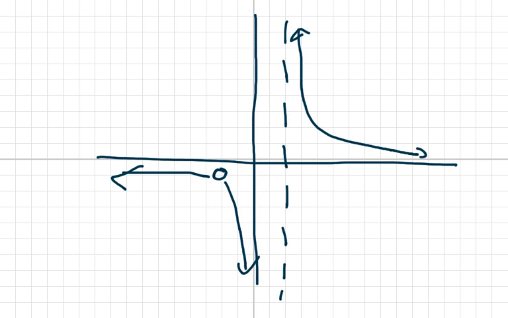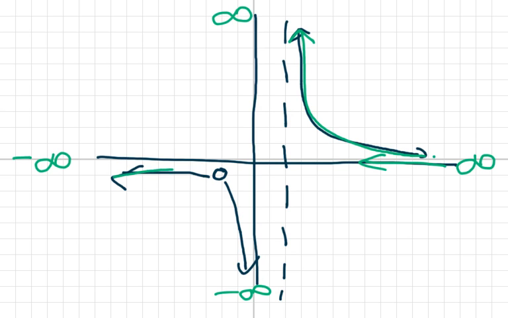You're taking limits. This is infinity, negative infinity, negative infinity, and infinity. So as x approaches from the positive side, so we're going this way, we're going to infinity. As x approaches from the negative side, we're going to negative infinity. So we're going to infinity here, negative infinity on this side.